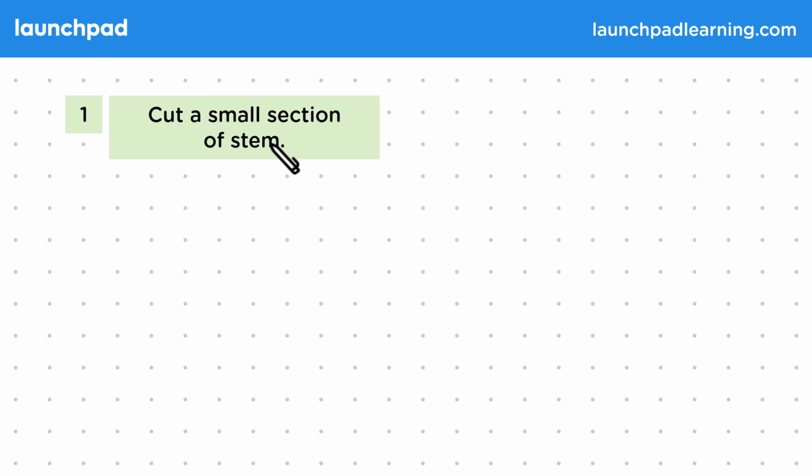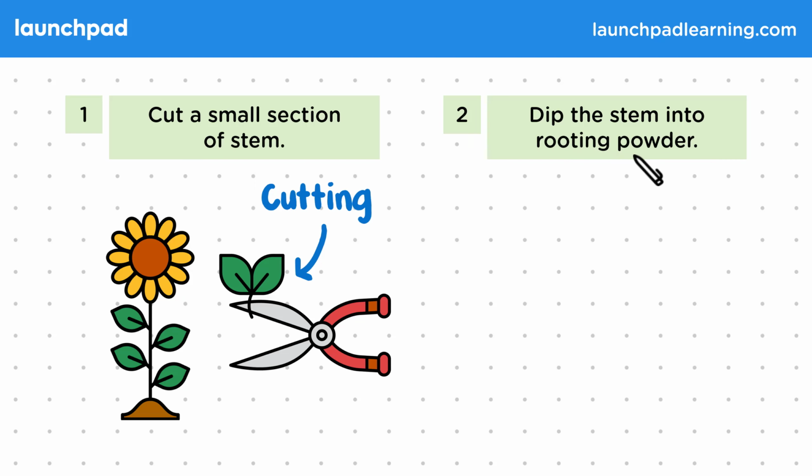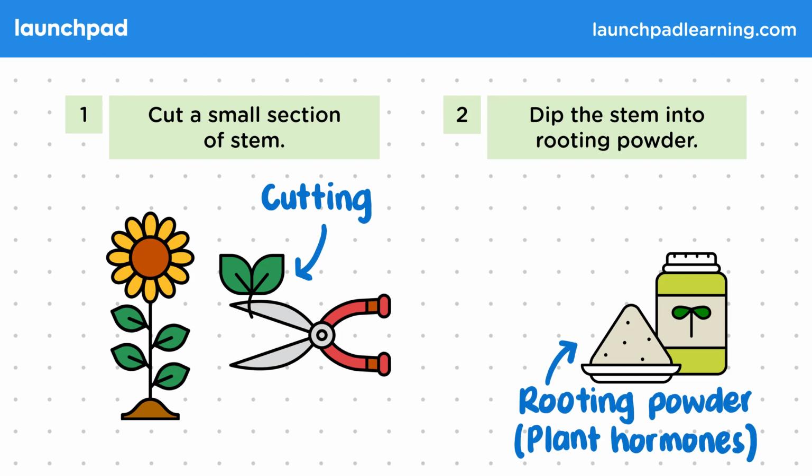First, cut a small section of stem. The piece that's removed can be called the cutting. Next, we dip the stem into rooting powder. This rooting powder is something that gardeners may often use. It contains plant hormones. These hormones speed up differentiation of the cells in the stem. This part of the process is very simple. All we do is dip the stem into the rooting powder.